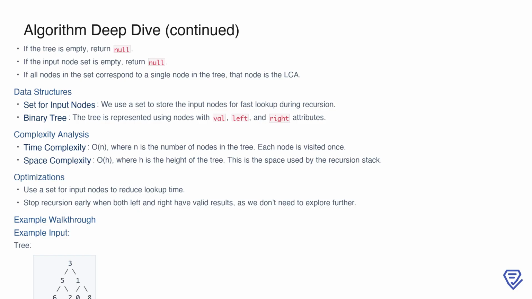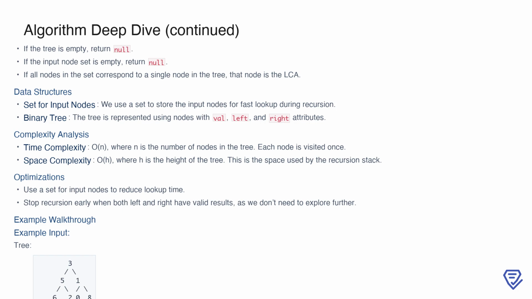In terms of complexity, the time complexity of the algorithm is O(n), where n is the total number of nodes in the tree, as each node is visited exactly once. The space complexity is O(h), where h is the height of the tree, due to the recursion stack. Optimizations include the use of a set for fast input lookups and stopping recursion early when both left and right subtrees yield valid results, as further exploration is unnecessary.